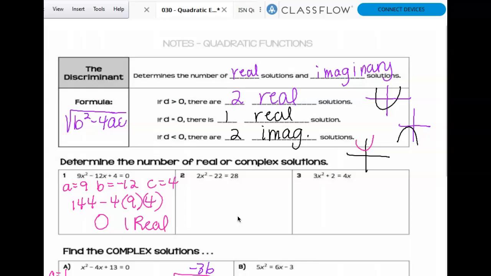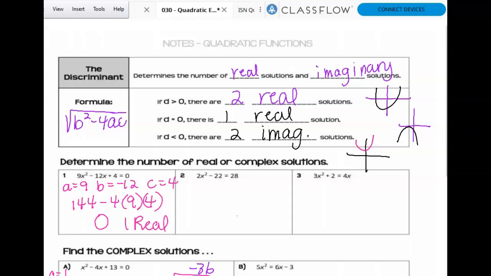Okay, look. To determine the number of solutions, you just have to look at what's under the square root sign. If it's positive, you're going to get 2 real solutions. If it's negative, you're going to get 2 imaginary solutions. If it equals 0, you're going to get 1 real solution because it's only going to touch the axis 1 time. So the first one, I wrote down my A, B, and C, and I plugged into the formula right here. B squared minus 4AC. And I got 0. So if it equals 0, there's one real solution.